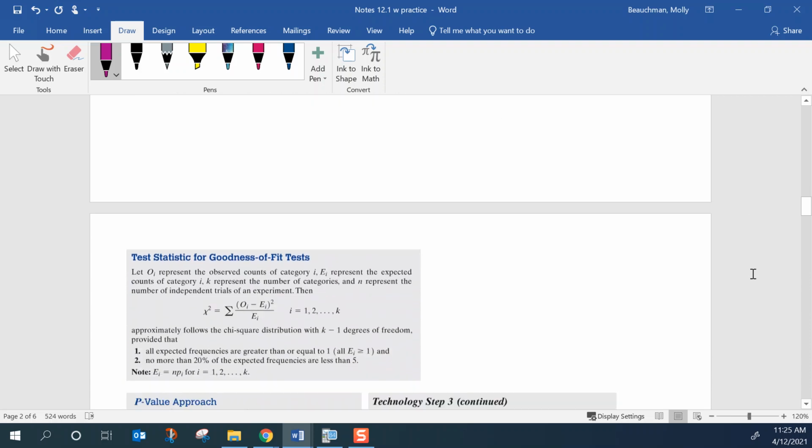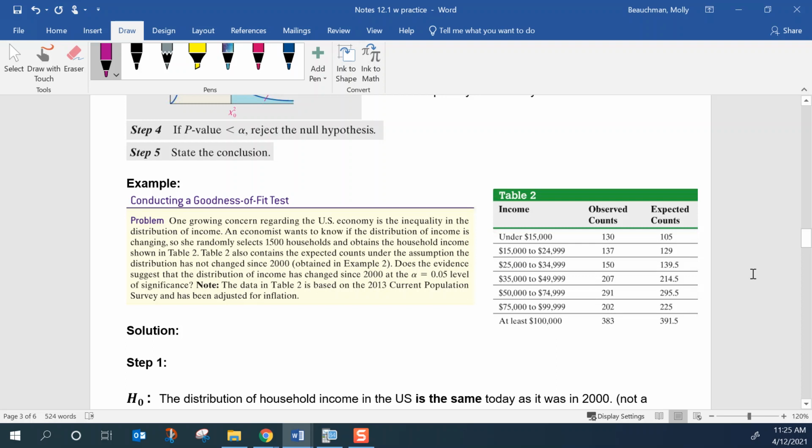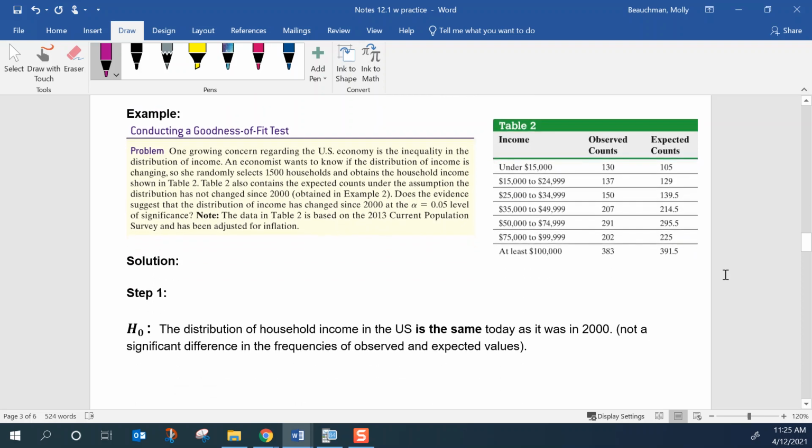Let's take a look so far at our test. Here is the null hypothesis for our problem: the distribution of household income is the same today as it was in 2000. There's not a significant difference between observed and expected. We've got the expected counts in our column, from our calculations in the example. The observed counts are the actual data. Where did those come from? Those came from her study in 2013.